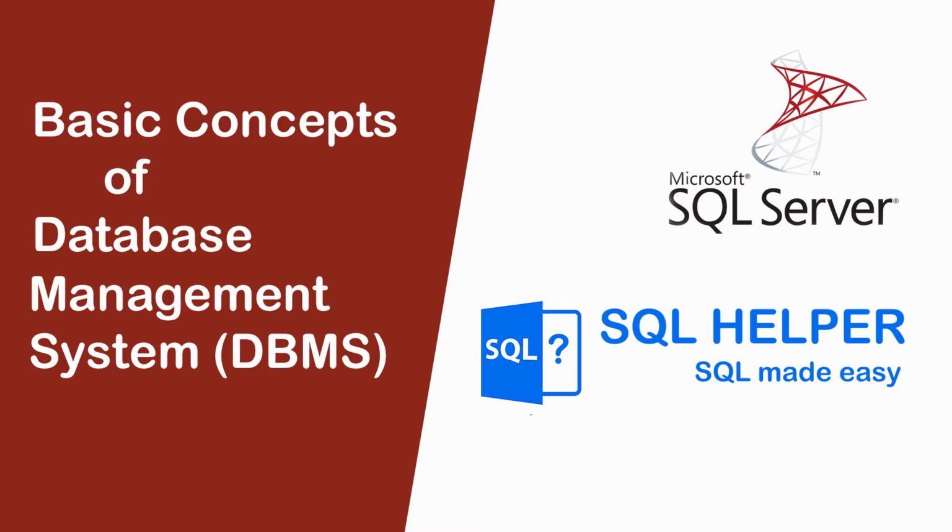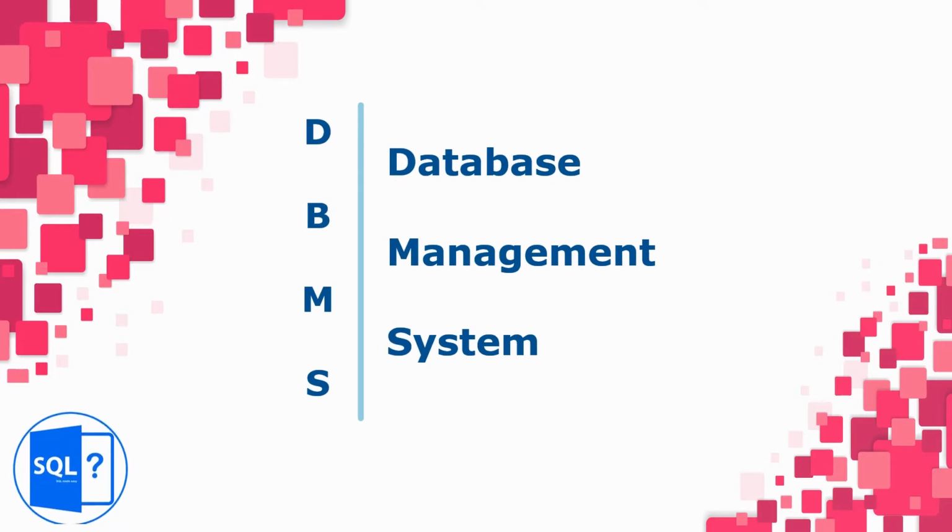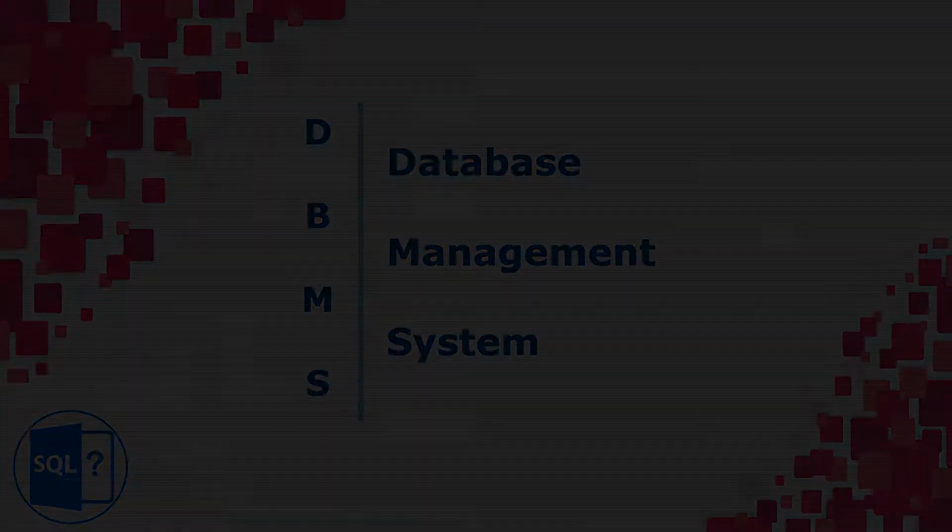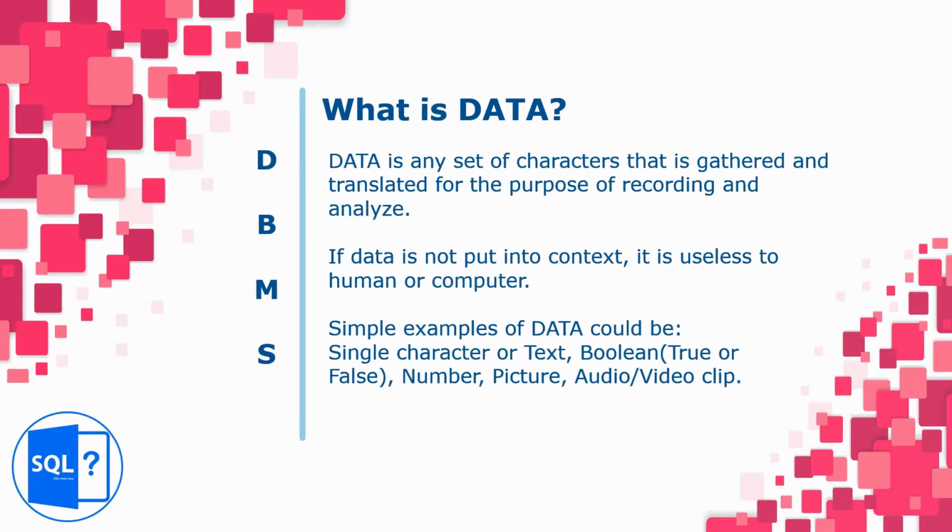In this video, we are going to talk about the basic concepts of a database management system. Also, we are going to talk about a few popular database models as well. What is data? Data is any set of characters that is gathered and translated for the purpose of recording and analysis. If data is not put into context, it is useless to human or computer. Simple examples of data could be a single character or text, a boolean, number, picture, or an audio-visual clip.